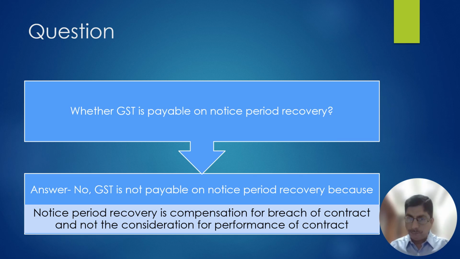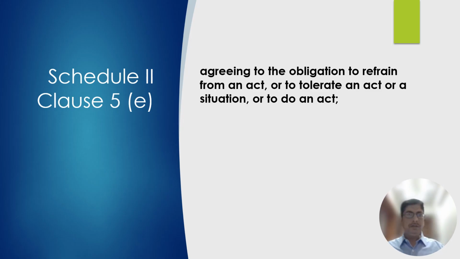I will tell you from where the confusion has started. The confusion has started from this entry of Schedule 2, Clause 5E, Schedule 2 of the CGST Act. One minute, let's go one step back. You will go to Schedule 2 only when the conditions of Section 7 are satisfied.